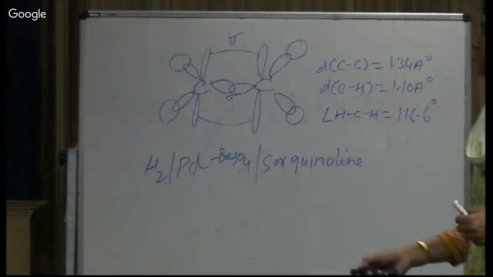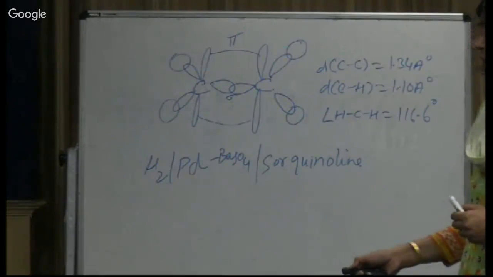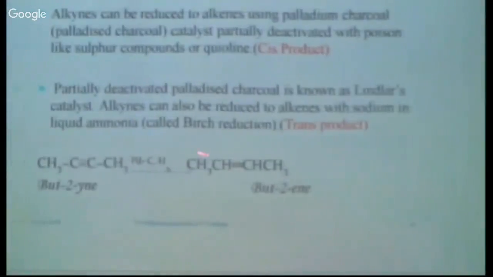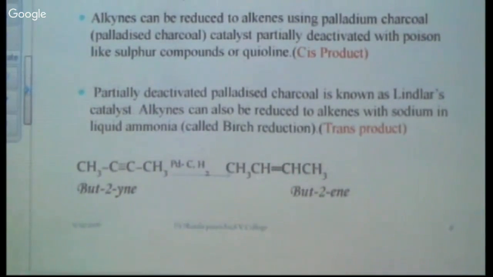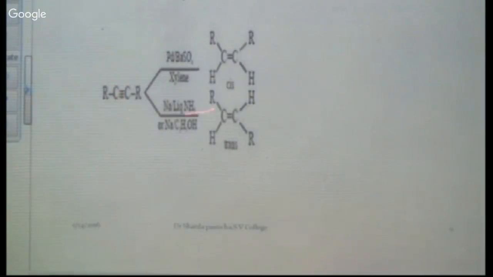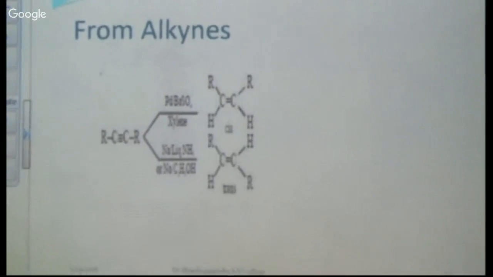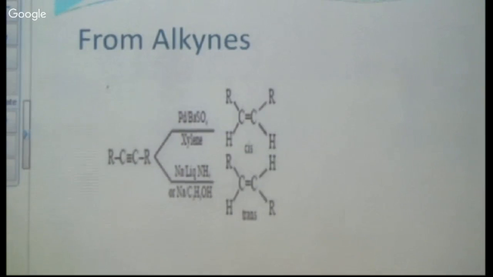One example I have given you here, butyne on catalytic reduction, giving you butene here. Now this example I have taken here, for example, see here, I said if you are doing a Lindlar's catalyst reduction on an alkyne, you are getting a cis alkene as a product, and when you are using Birch reduction, you are getting trans alkene being formed as a product. Okay.